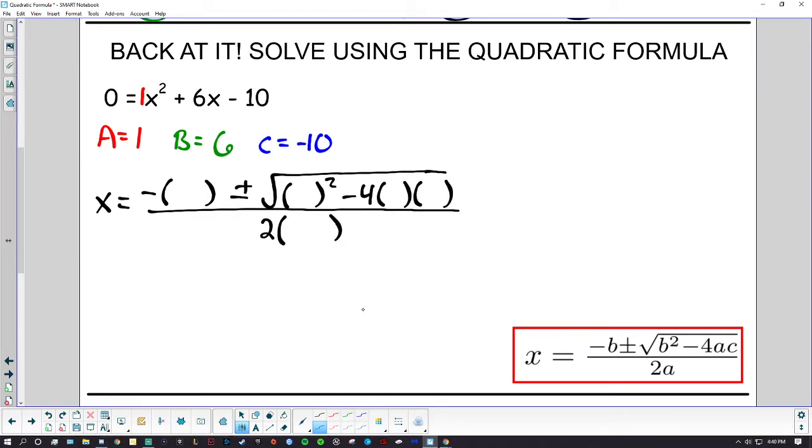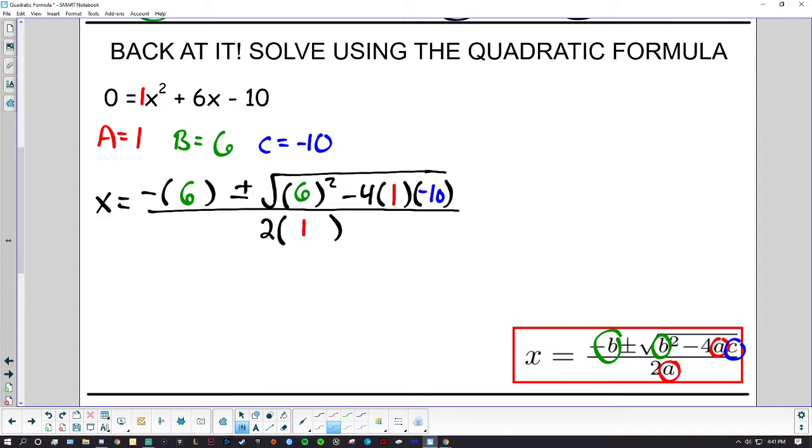So now we're going to go and plug everything in. My first set of parentheses is my b value. So I'm going to plug in b, 6. My second set of parentheses is also b. So I'm going to plug in another 6. Next, I have an a value, so I'm going to plug in my 1, which is a. My next one is c, so I'm going to plug in my negative 10. Last one on the bottom is a, so I better change over to red and plug in my 1. So we've plugged in our a, b, and c values into our quadratic formula.